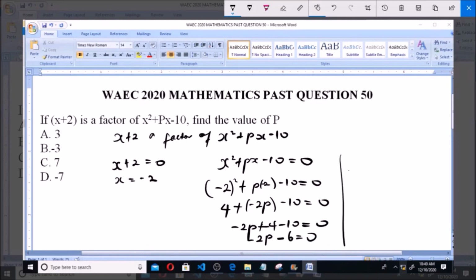We'll be having minus 2p is equal to 6. So dividing both sides by the coefficient of p, which is minus 2, we cancel minus 2, so we have p is equal to 6 divided by minus 2, which will give us minus 3. So the value of p is minus 3.